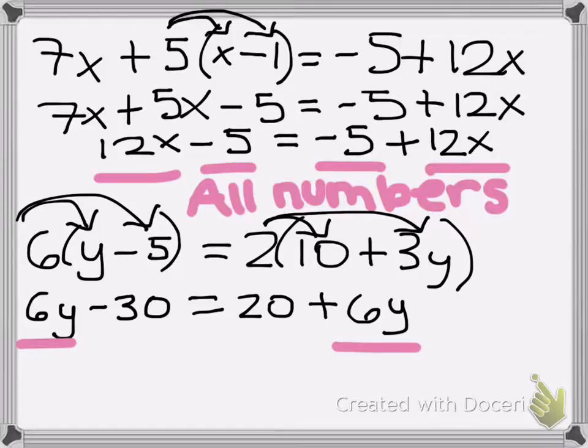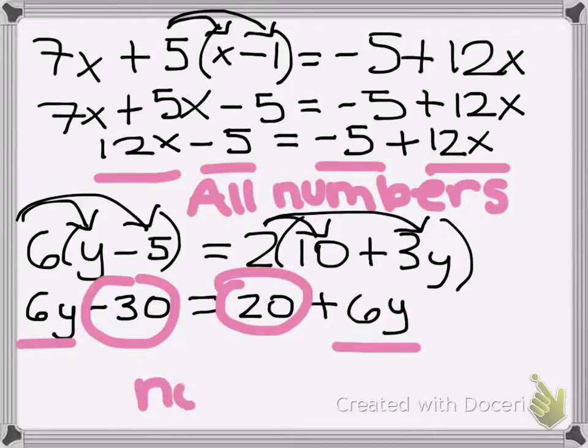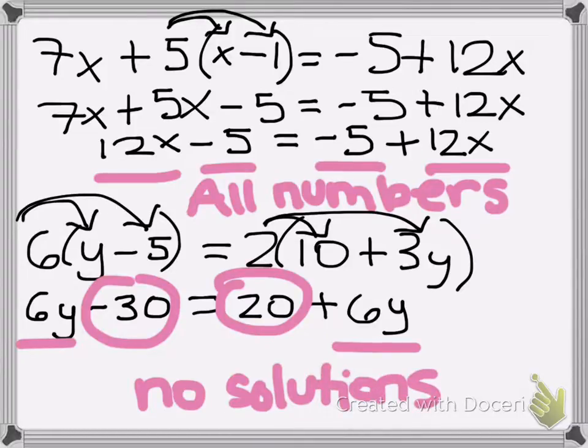Since they are the same, but our numbers are different, the negative 30 is not equal to 20, what we say for this particular case is the variable terms are going to cross themselves out. And when they cross themselves out, you're going to get a statement that doesn't make sense. Negative 30 does not equal 20. So since it is the same variable term but different number terms, I can say this has no solutions.